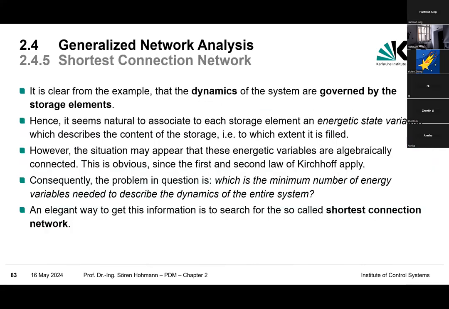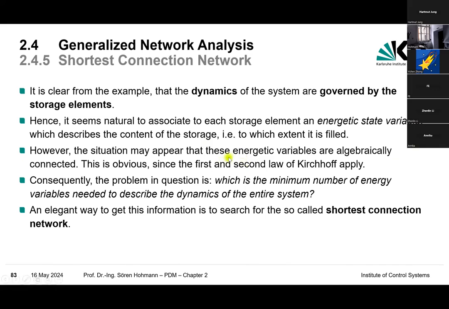Well, obviously, that's something we discussed already. Obviously, the dynamics of the system are governed by the storage elements. That's clear. But obviously not all storages matter equally. So what we can say is that each storage element describes the energetic state of the system. So energy is the most important part for describing the dynamics. Energy plays a particular role for the next chapter, so keep this in mind. Energy is the very important term.